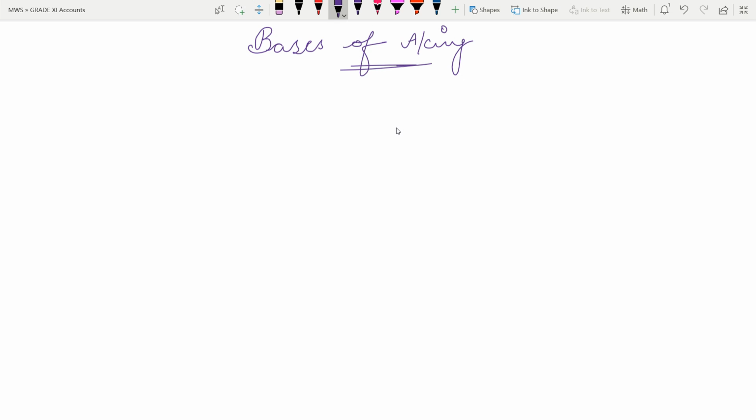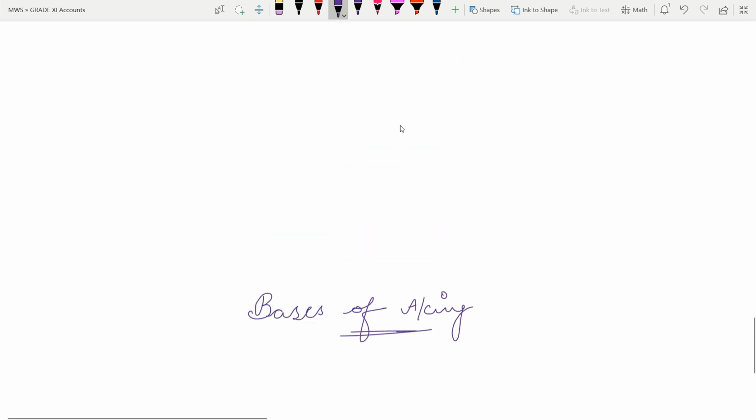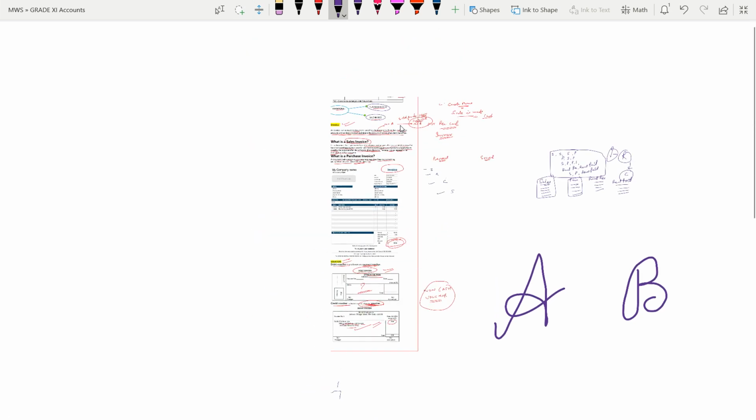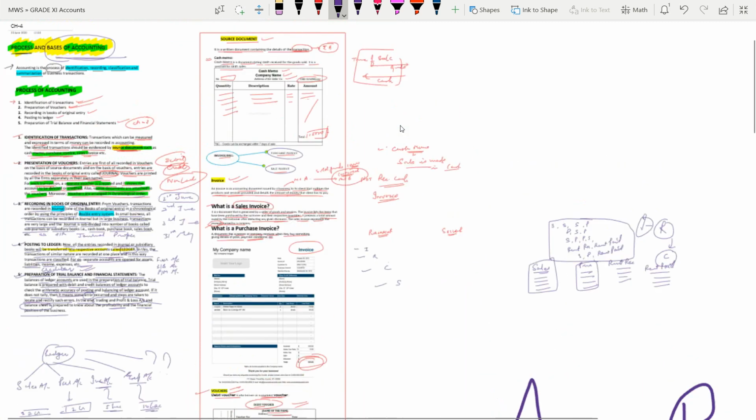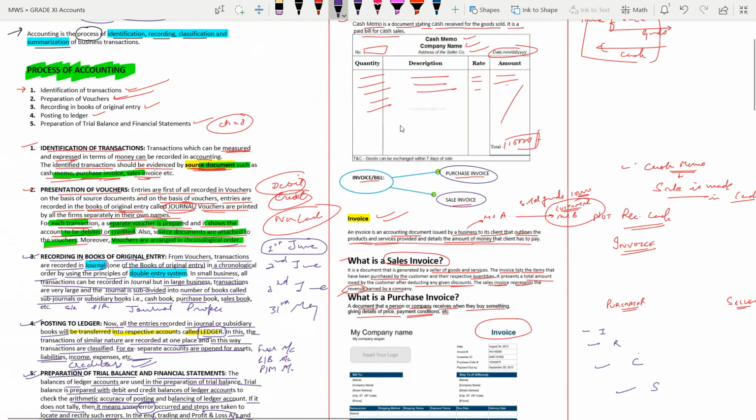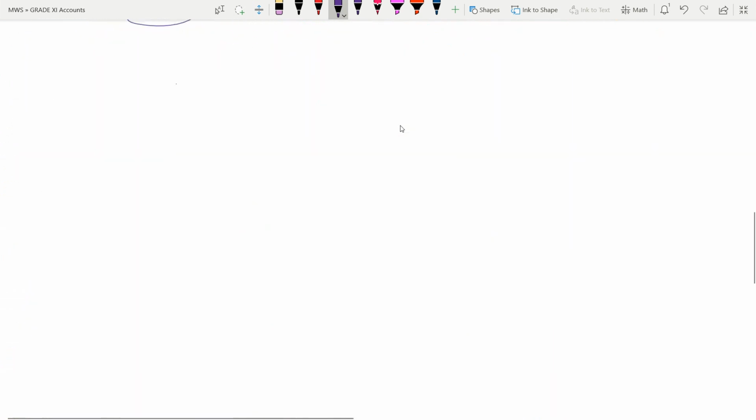Today we are going to start with basis of accounting, as we have already done the process of accounting that day. So today we are going to start with basis of accounting. I hope you have read the process, though it is easy. Today it is the turn for basis of accounting.